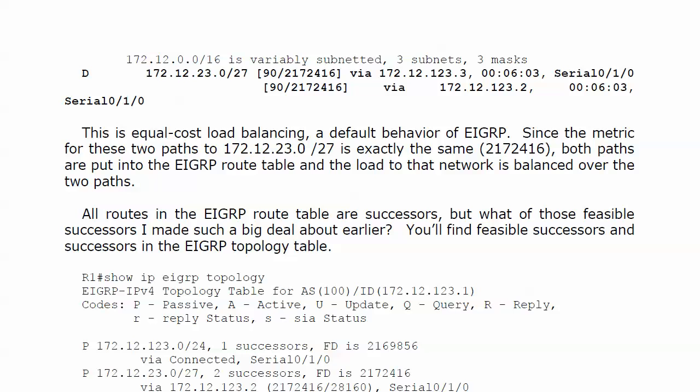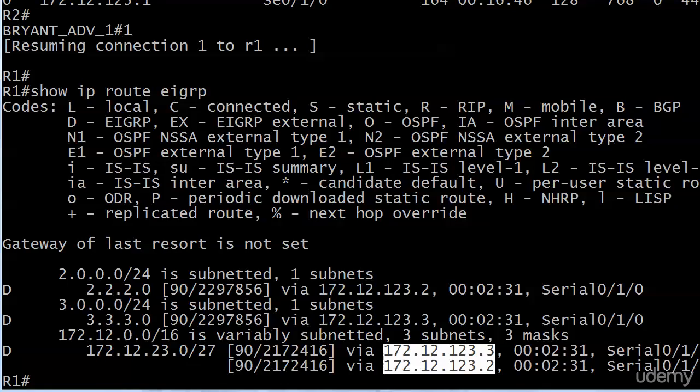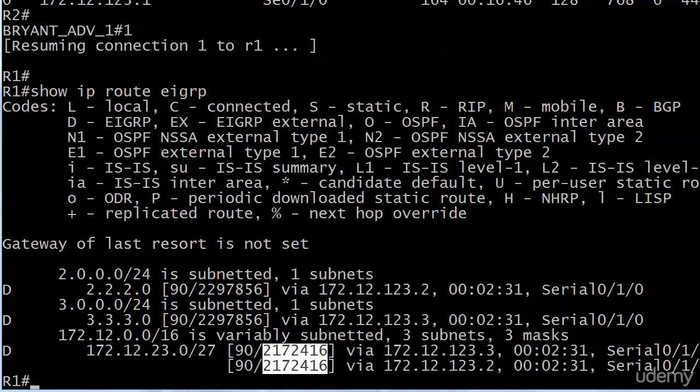Because the metric for those two paths to 172.12.23.0/27, they're exactly the same. Now, again, we're not exactly talking RIP's little metric of hops here. And if you've never seen RIP, you're okay because it's not going to be on this exam. But with RIP the metric is hops, which is not an incredibly scientific way of coming up with the best path.